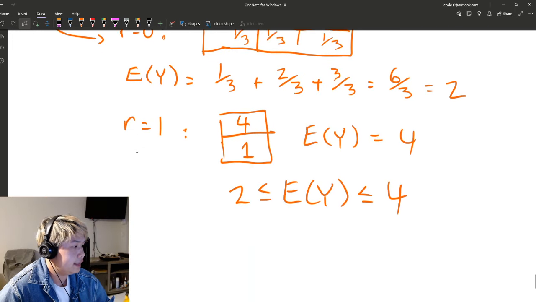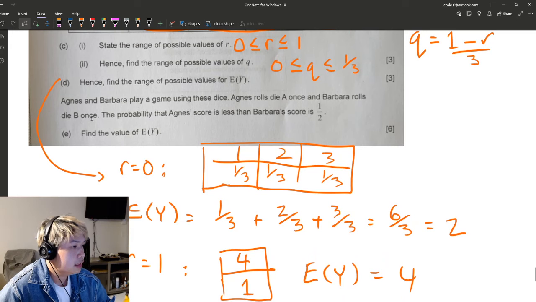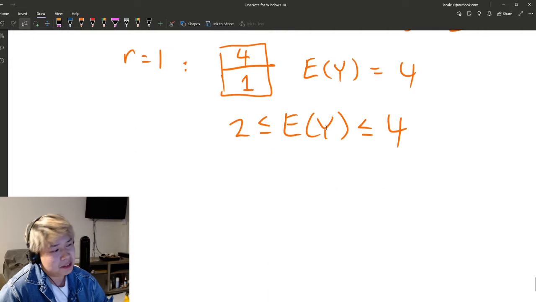Okay, and then let's see. Agnes and Barbara play a game using these dice. Agnes rolls the dice once, Barbara rolls the other dice once. The probability that Agnes's score is less than Barbara's score is 1/2. Hence, or rather, not hence, but find the value of EY. 6 marks. Okay, I'm just gonna do this a long way.